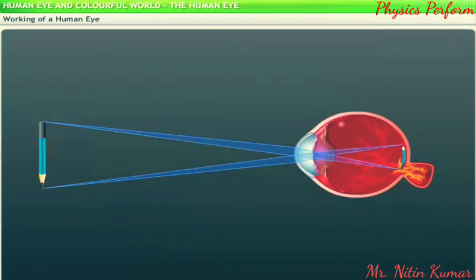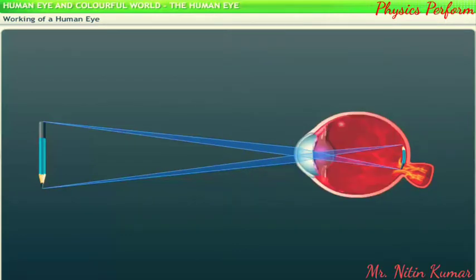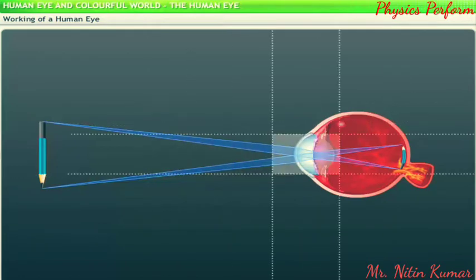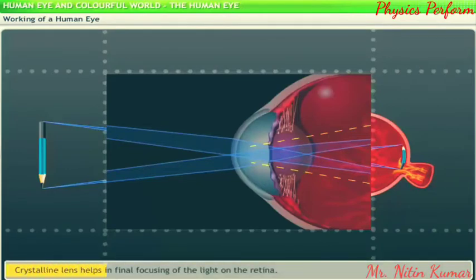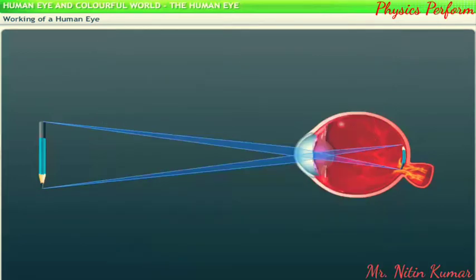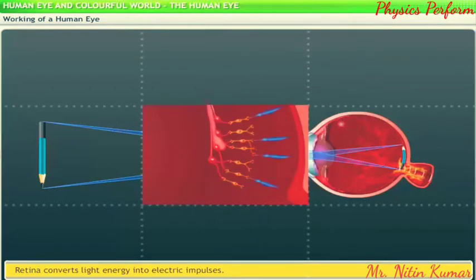With the help of involuntary movement of the ciliary muscles, the iris and the pupil control the light entering the eye and incident on the lens. The crystalline lens, being biconvex in nature, refracts the light rays it receives. It helps in final focusing of the light on the retina to form a real image. The retina converts the light energy of the image into electrical impulses, using light-sensitive nerve cells called rods and cones.